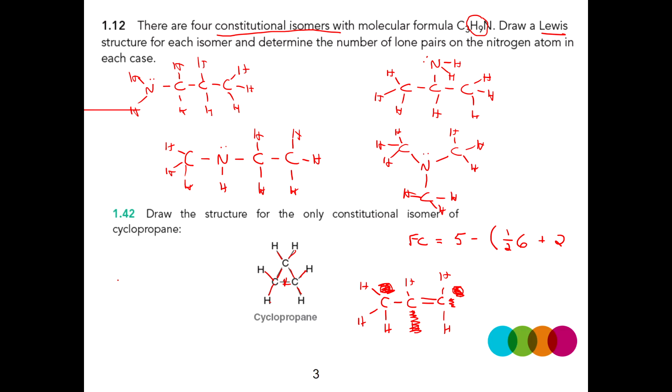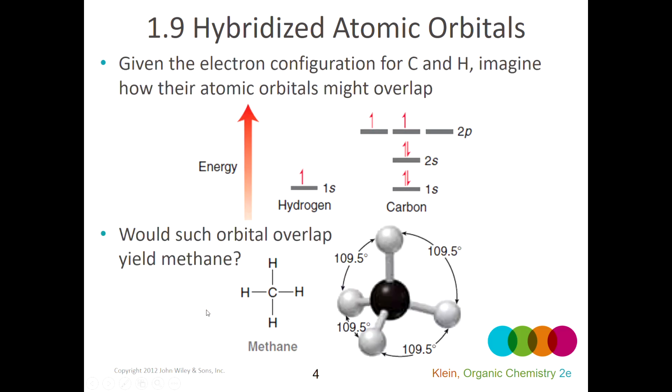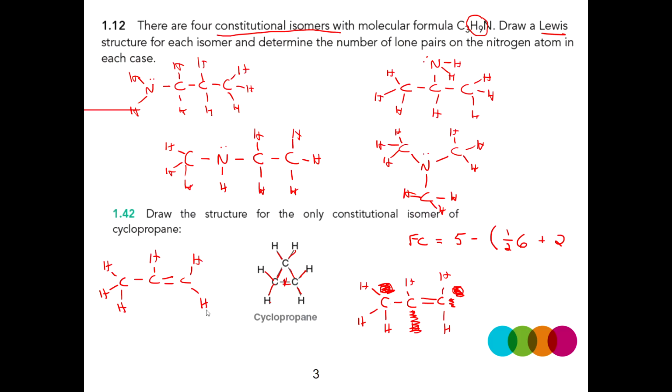So a molecule that has a double bond here between 2 carbons can have 3 carbons and 6 hydrogens and be a constitutional isomer of cyclopropane. Any questions about those?